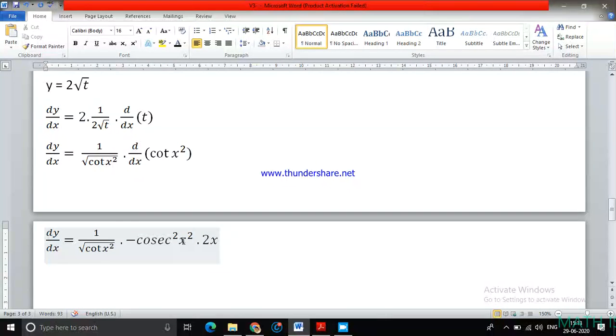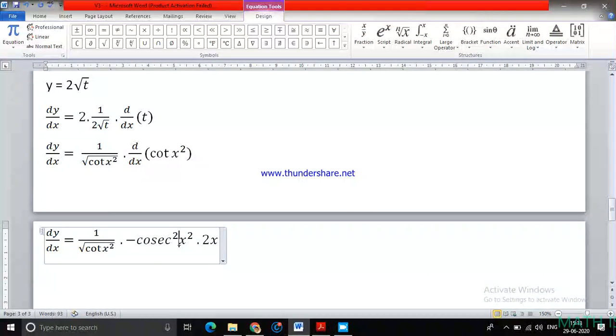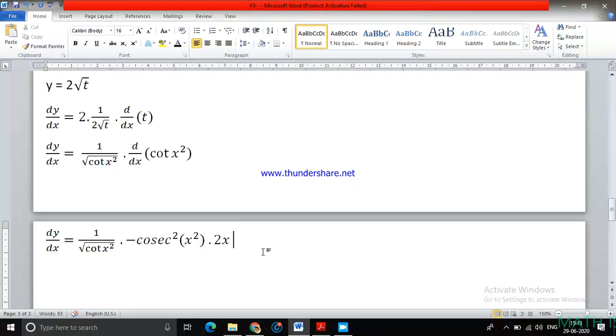Now don't multiply x into x square to get x cube, because this x square is with the angle of the trigonometric function, cos x square. In place of theta, here you have x square, and derivative of x square is 2x. This 2x is outside of the trigonometric function, and this x square is with the trigonometric function. That's why I cannot multiply them. Like if you have x into tan x, I cannot write tan x square, right? So you cannot multiply them.